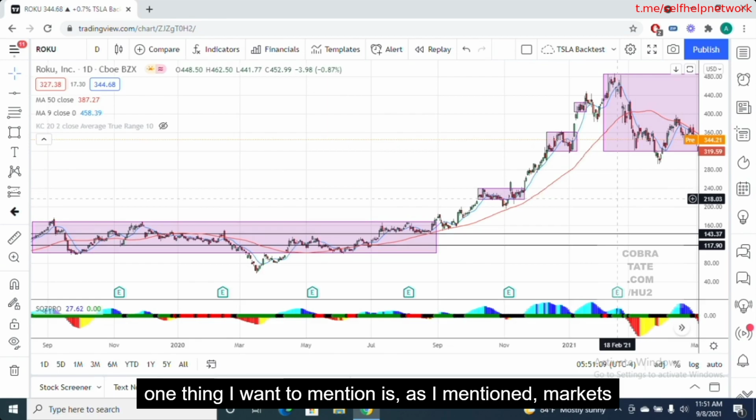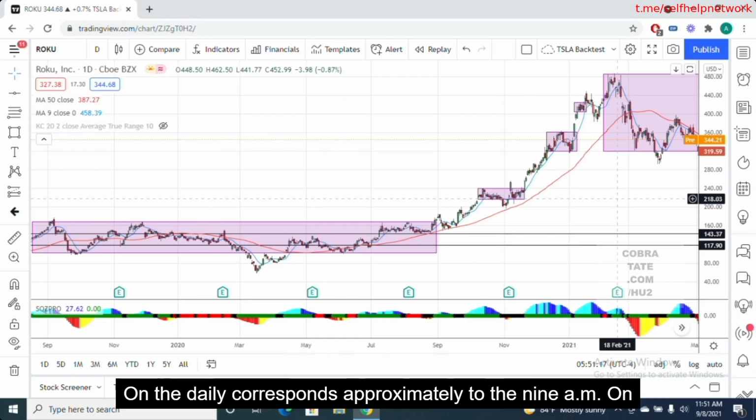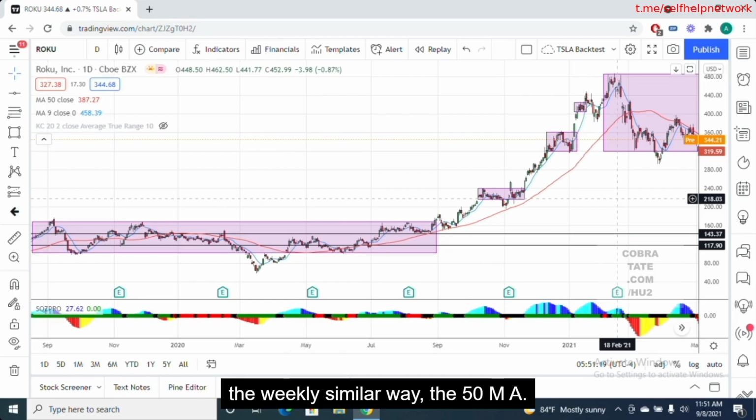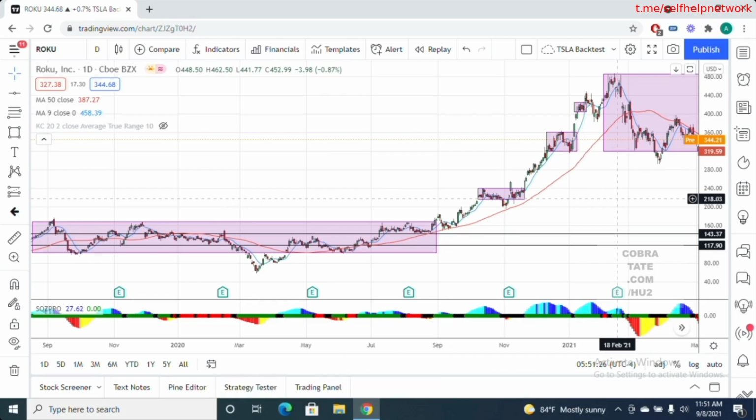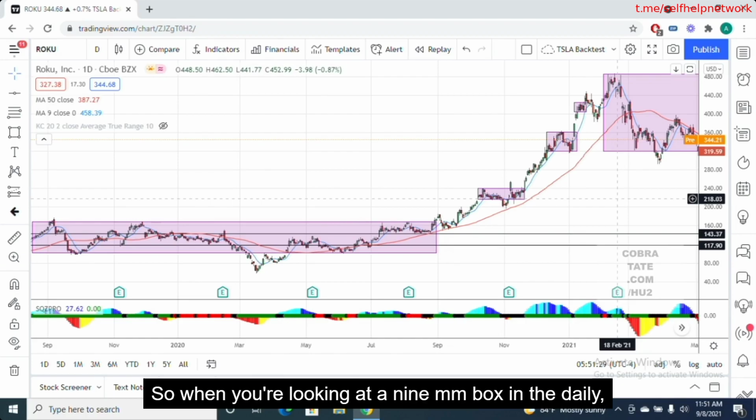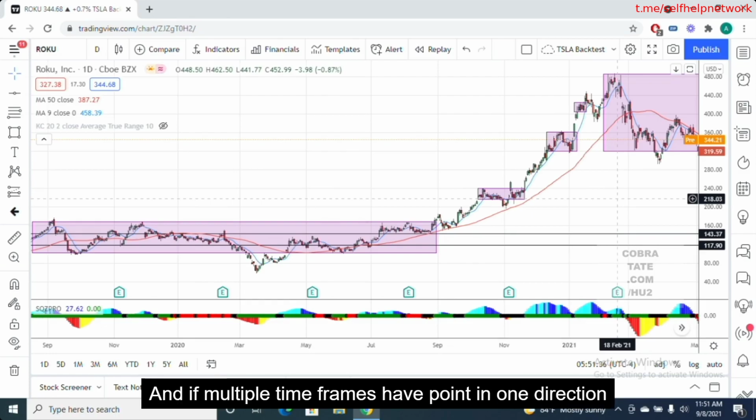One thing I want to mention is, as I mentioned, markets are fractals. The 50 MA on the daily corresponds approximately to the 9 MA on the weekly. In a similar way, the 50 MA on the hourly corresponds approximately to the 9 MA on the daily. So when you're looking at a 9 MA box on the daily, that's a 50 MA box on the hourly. So you can look at it that way, and if multiple time frames point in one direction, we'll make a decision in that direction.